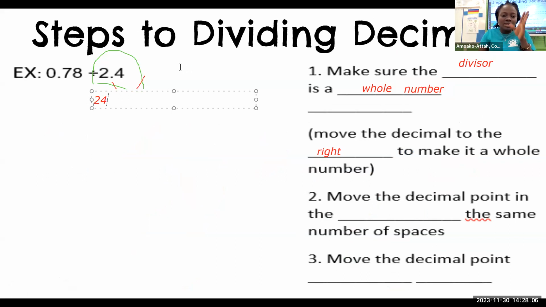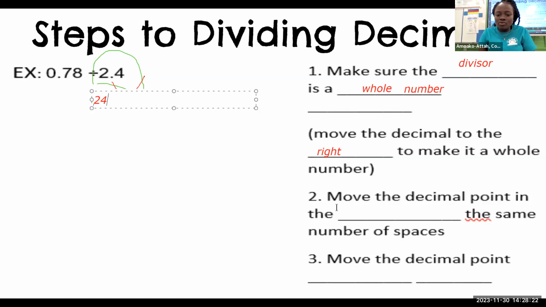So always check the digits after the decimal point. How many digits do you have after the decimal point? If you have only one, you multiply it by 10. 2 digits, you multiply by 100. 3 digits, you multiply by 1,000. So it goes on and on for you to make it a whole number.